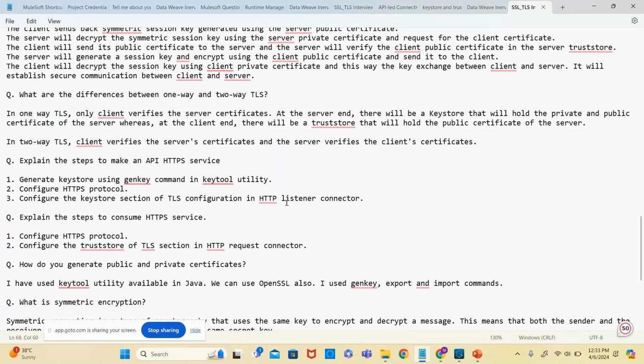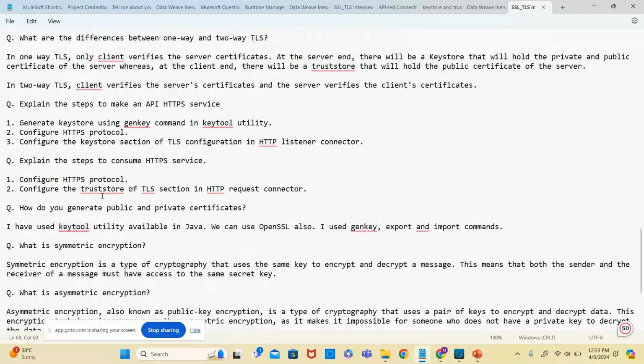Now explain the steps to consume HTTPS service. Configure HTTPS protocol. Configure the Truststore of TLS section in HTTPS requester. Configure the Truststore in the src/main/resources, and then you can refer to that particular certificate here. Is that clear? Okay.